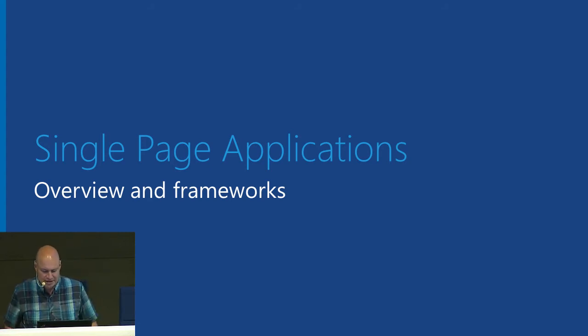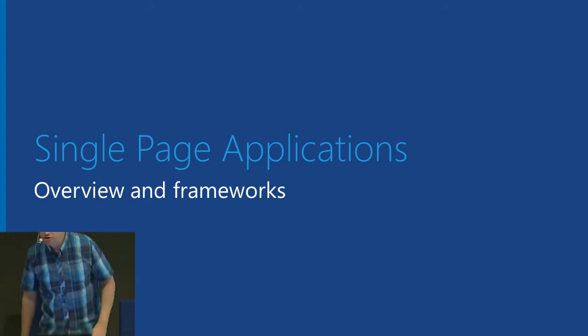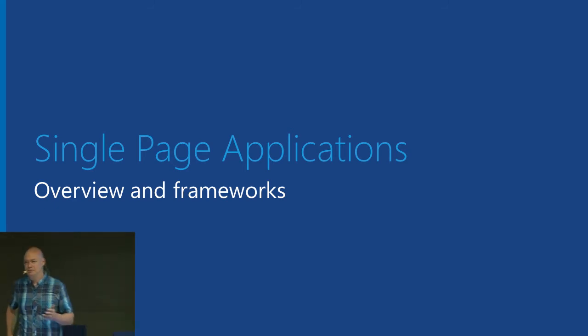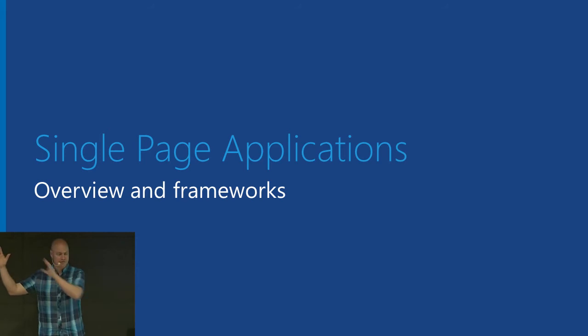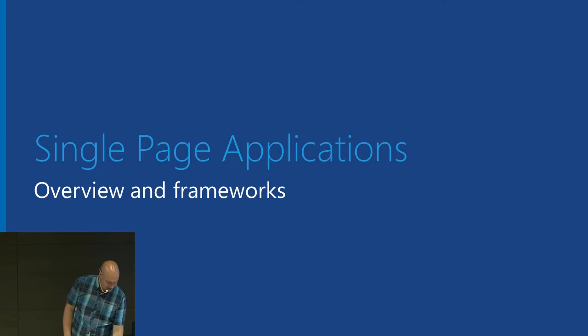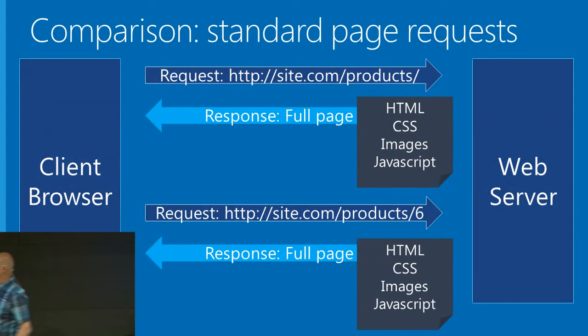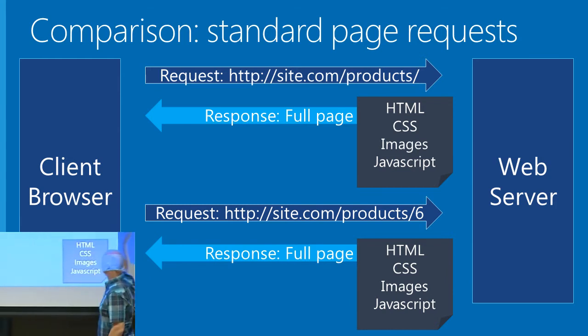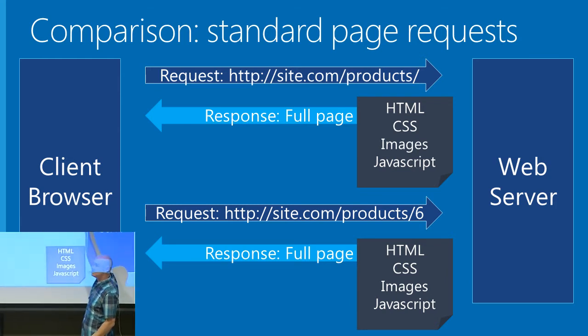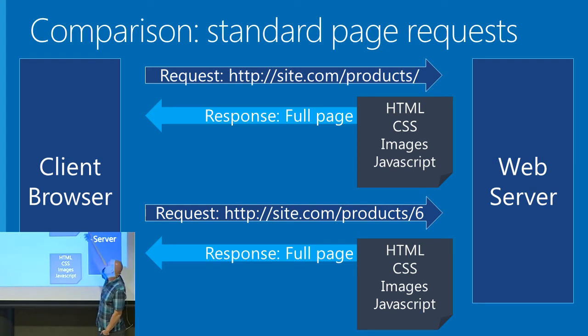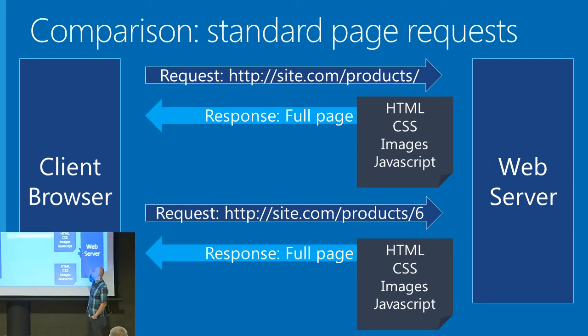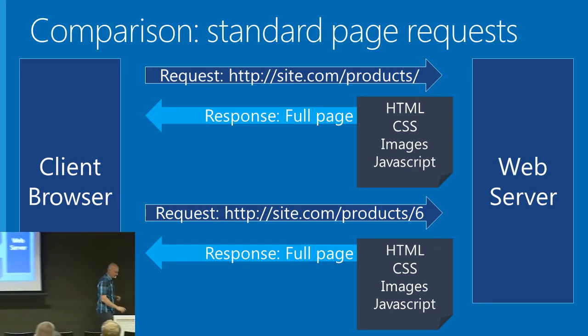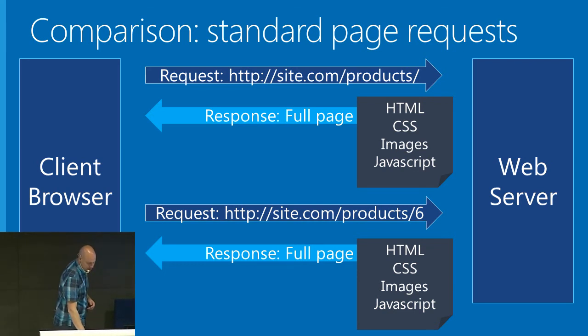The idea is that the traditional web page is something where you've got your server, you've got your page, and you are used to interacting like this. So here's my browser, here's my server, and I want something. So I send a URL, the server packages up HTML, CSS, images, and JavaScript, and sends them back to me. And then I click something else on the page, and the server does all of that all over again, right?